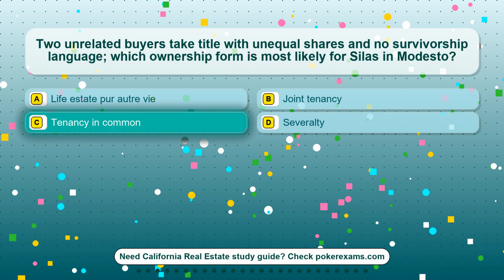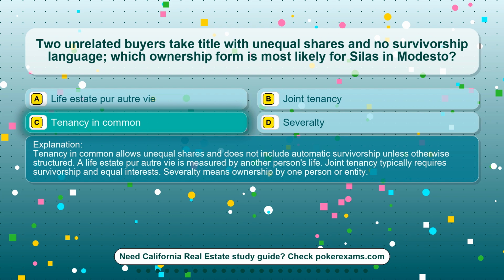The correct answer is option C, tenancy in common. Tenancy in common allows unequal shares and does not include automatic survivorship unless otherwise structured. A life estate per autre vie is measured by another person's life. Joint tenancy typically requires survivorship and equal interests. Severalty means ownership by one person or entity.